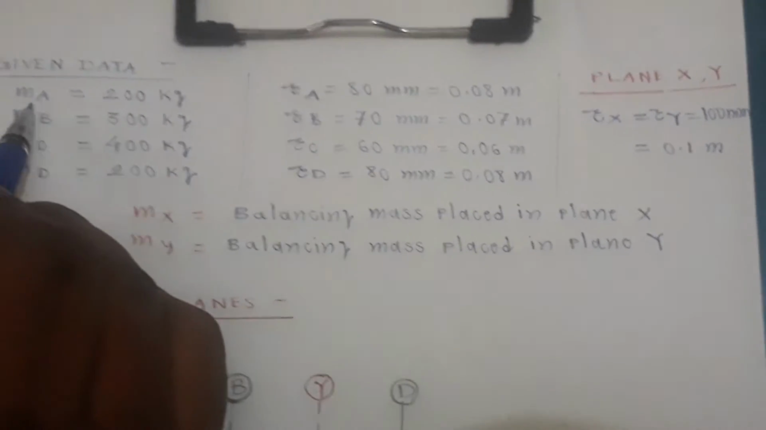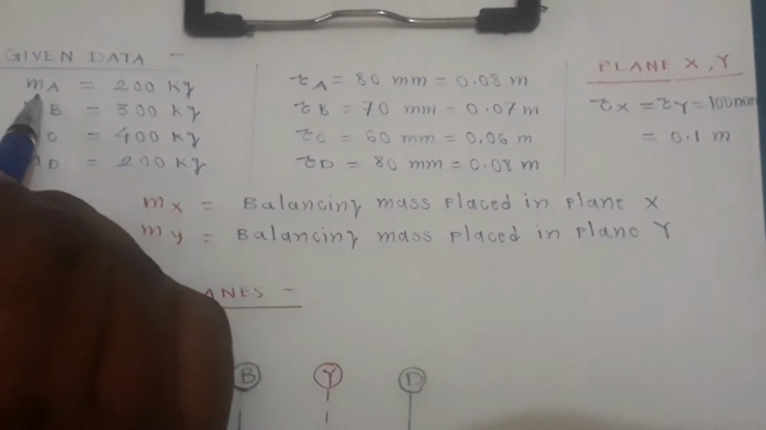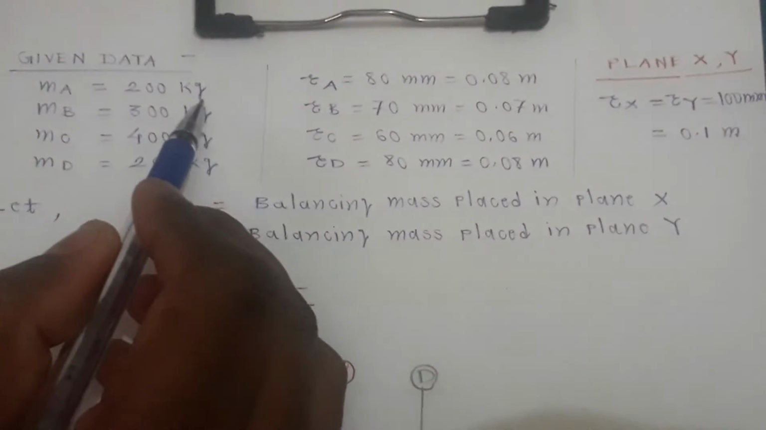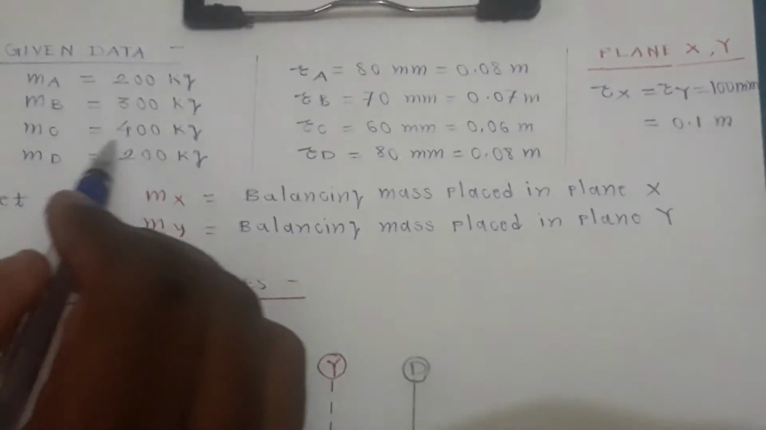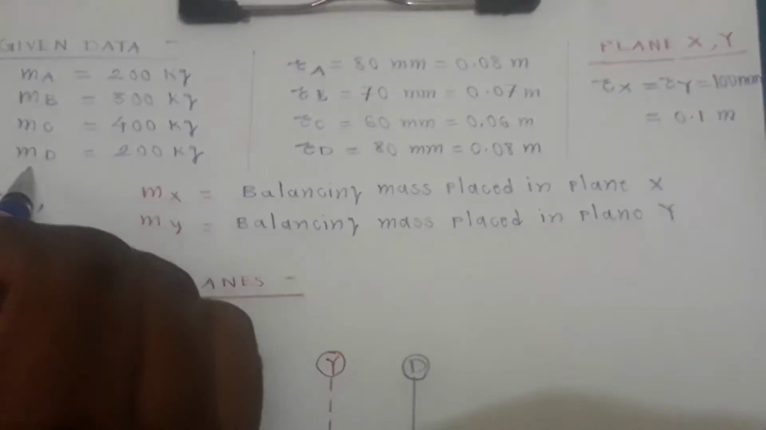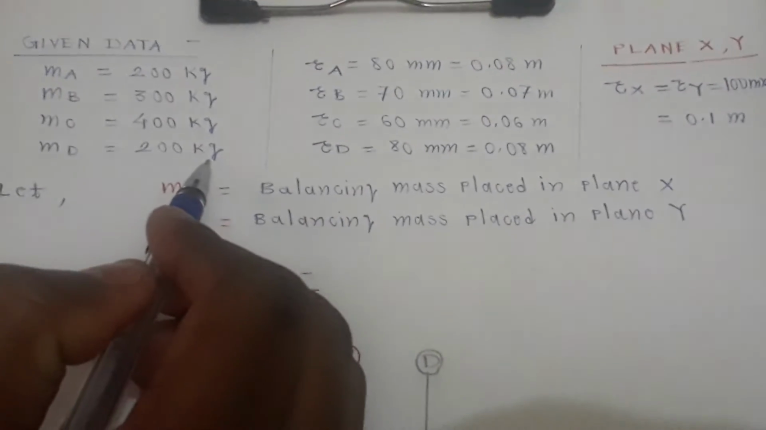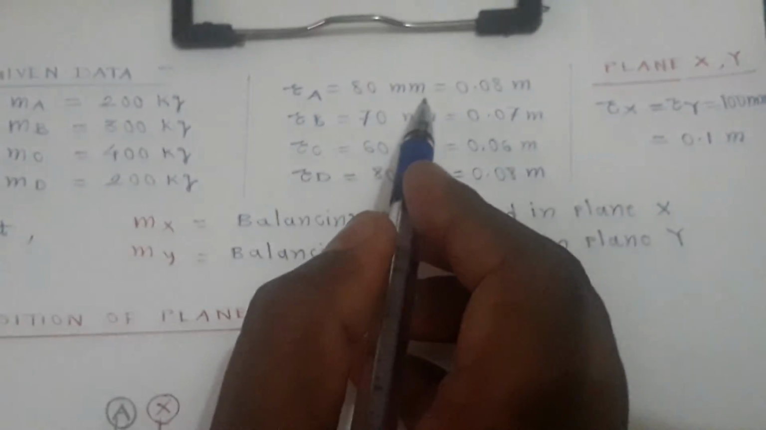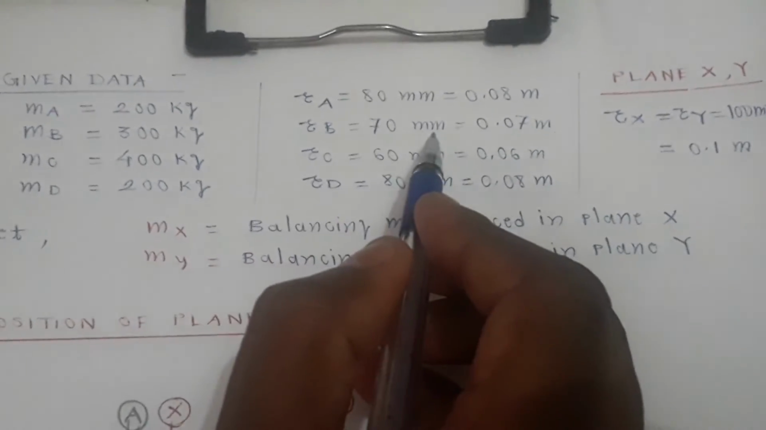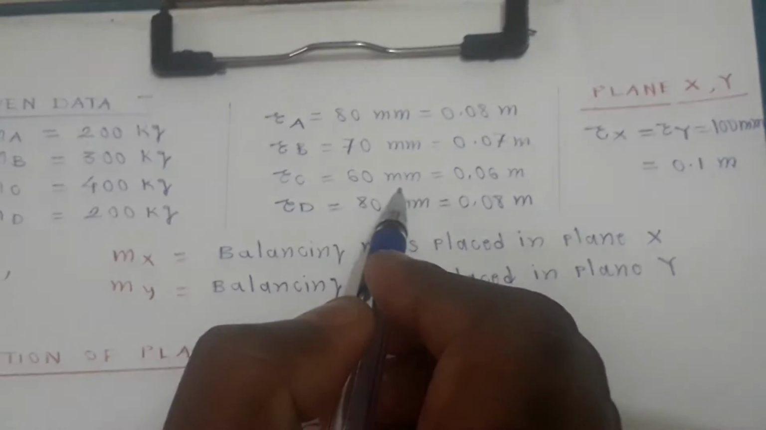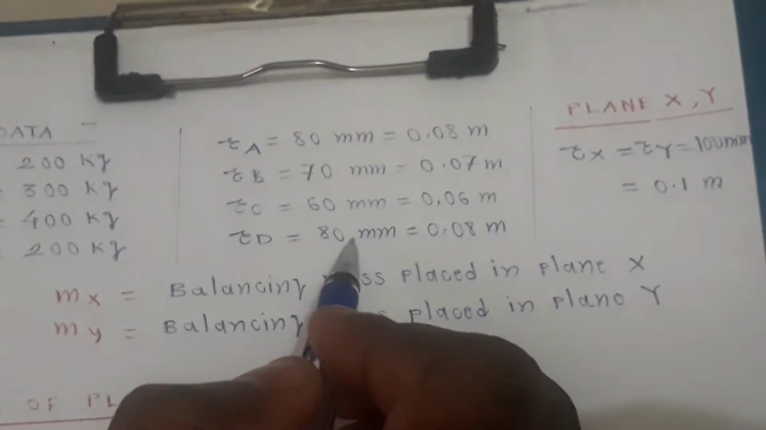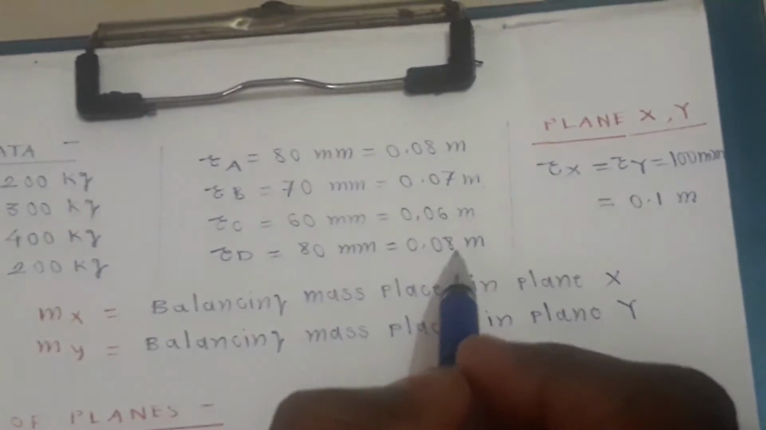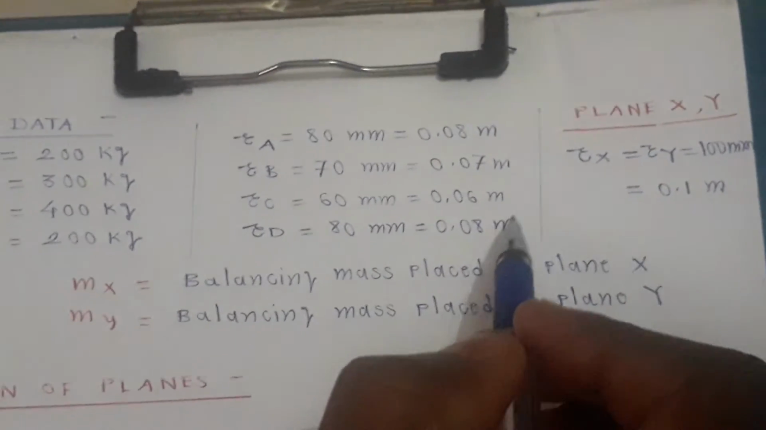So here the magnitudes of the masses, that is MA, is 200 kg, MB is 300 kg, MC is 400 kg and MD is 200 kg. The respective radii, that is RA is 80 mm, RB is 70 mm, RC is 60 mm and RD is 80 mm. So we have converted all the radii into meters here.